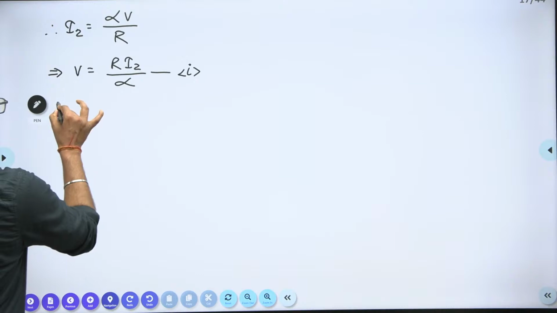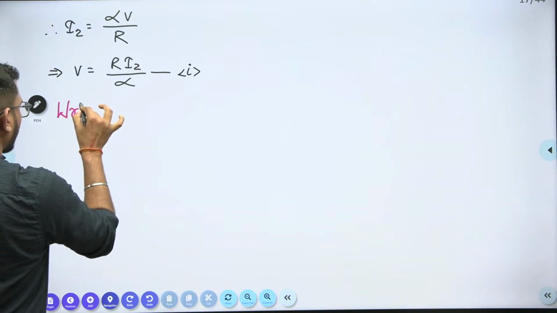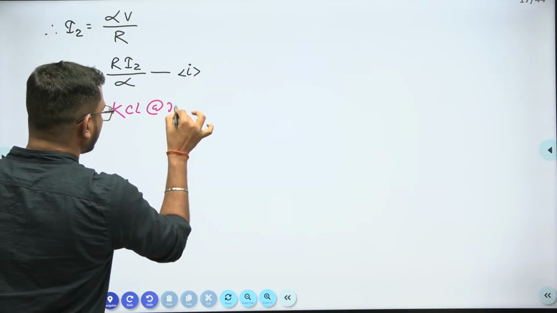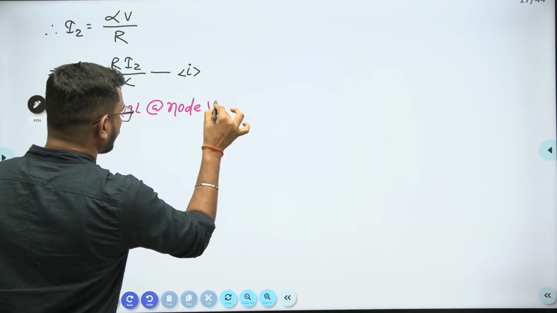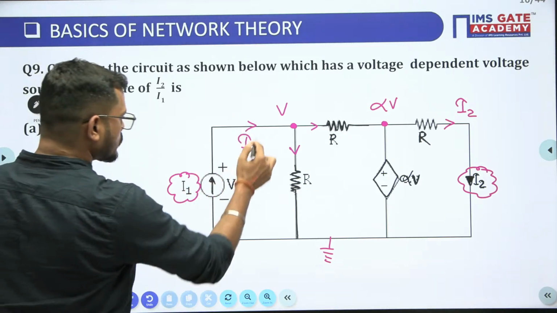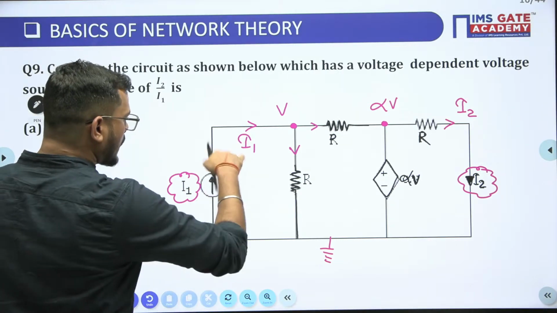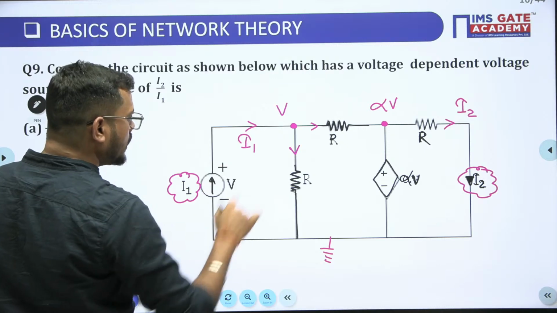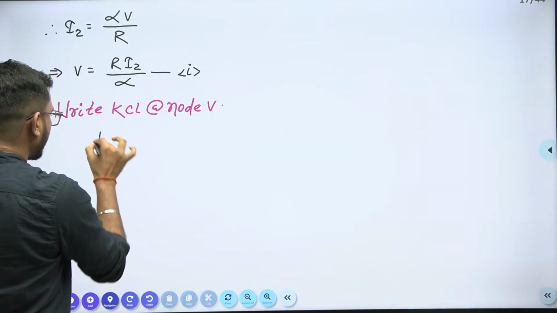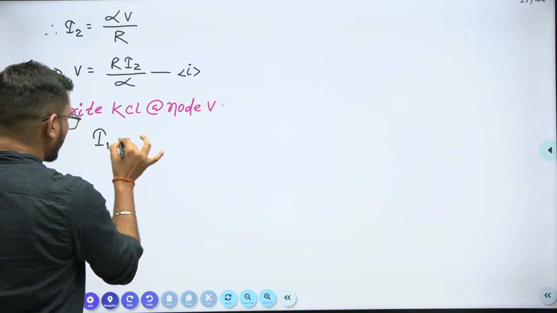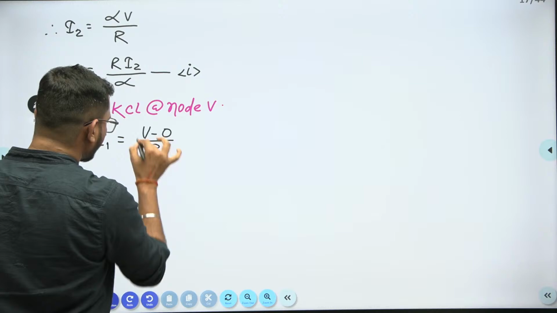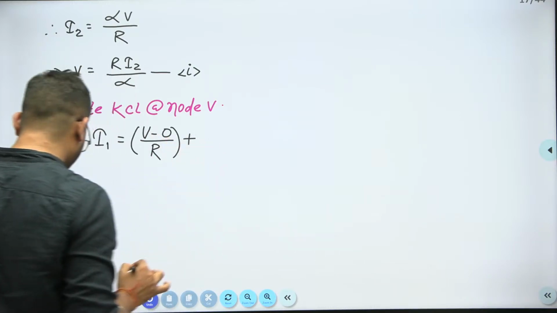So write KCL at node V. Okay. So what is the value of KCL, guys? The incoming current is I1. So I1 is equal to V by R. Here I'm writing that the incoming current I1 is equal to V minus 0, divided by R. What about the next current?